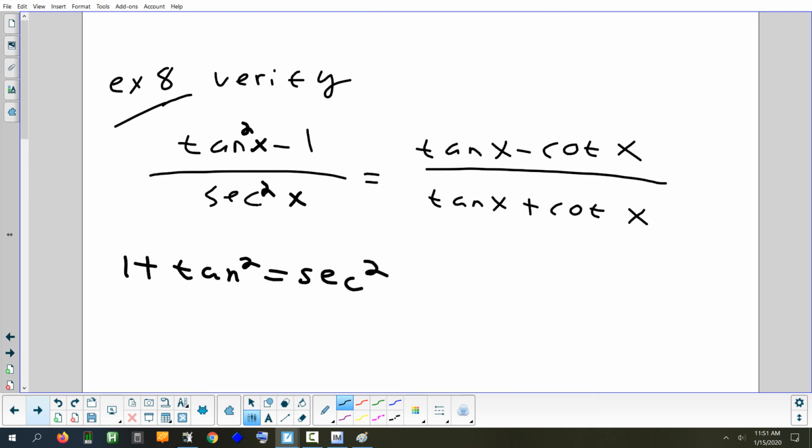Let's, I don't know, you guys pick. What side do you want to start with, left or right? Yeah, let's try right. I'm not sure what to do on the left, other than you could change secant squared to 1 plus tangent squared. I mean, that's factorable. You could factor that as tangent plus 1, tangent minus 1. That's a difference of two squares. It's like factoring this squared minus 1. Same thing. But I think I'm going to start with the right and see what happens.